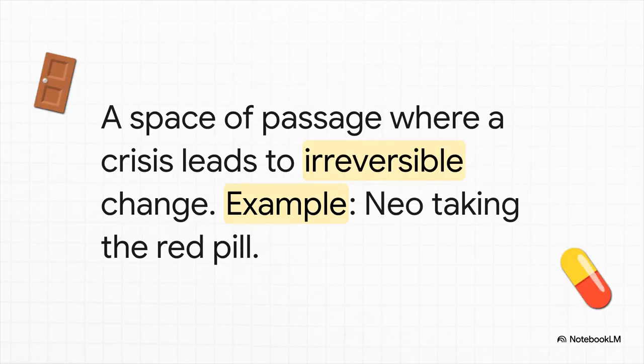Then you have the threshold. Here, the space shrinks down to one critical point. A doorway, a bridge, a choice. And time becomes incredibly intense, focusing on a single decisive moment. The moment Neo chooses the red pill in The Matrix is the perfect threshold. That one tiny space, in that one split second, marks a change so huge there's absolutely no going back.